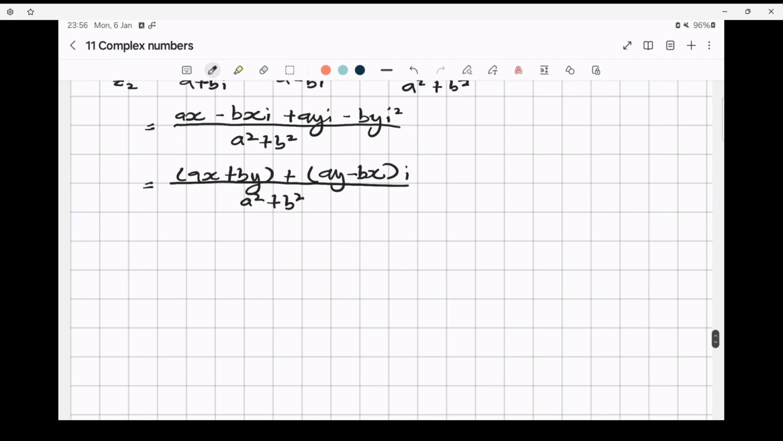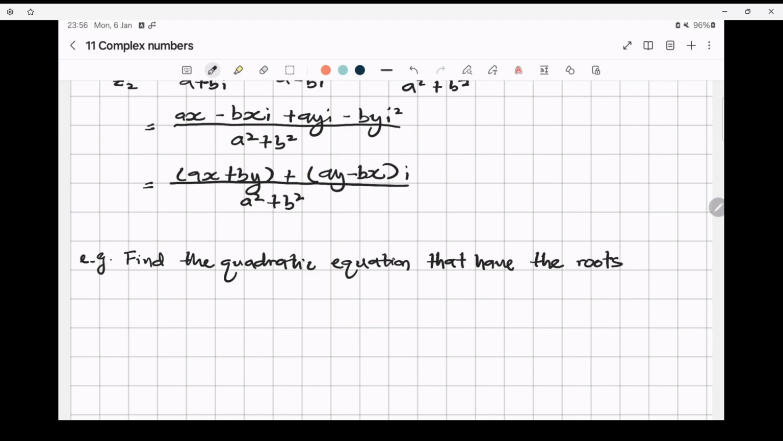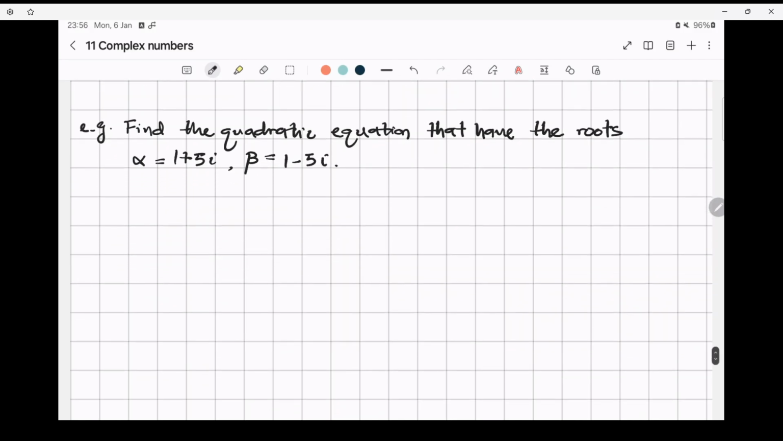Now let's look at some examples. If you are required to find the quadratic equation that has the roots alpha equals 1 plus 5i, beta equals 1 minus 5i, what will that be?